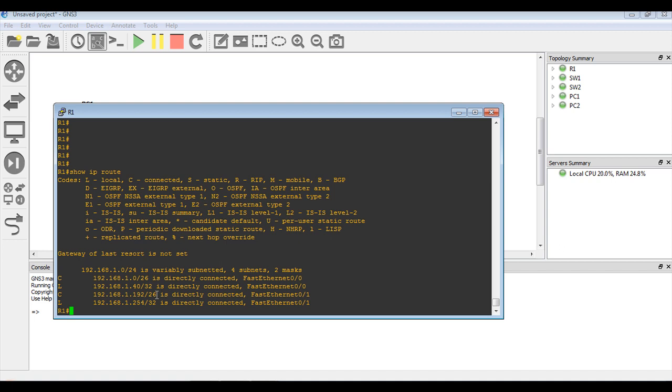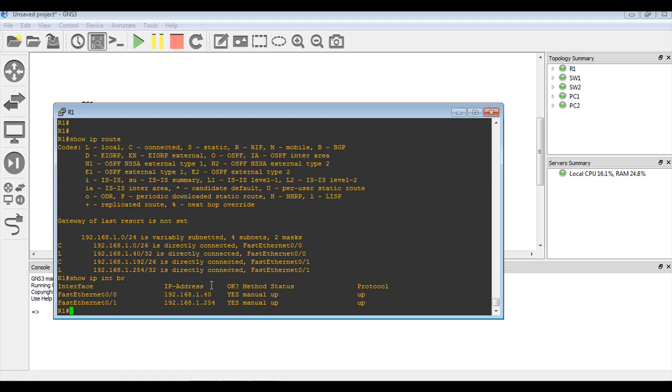we see the /26 mask configured on both networks, the networks on interface FastEthernet 0/0 and interface FastEthernet 0/1. And regarding the IP addresses on the interfaces of the router, if we issue the command show IP interface brief, we see the address .40 on interface FastEthernet 0/0 and .254 on the other interface.